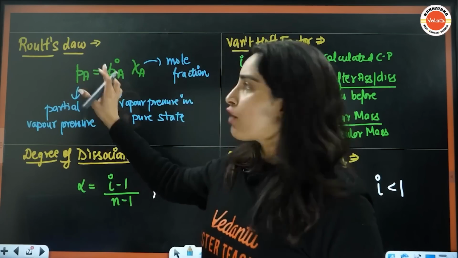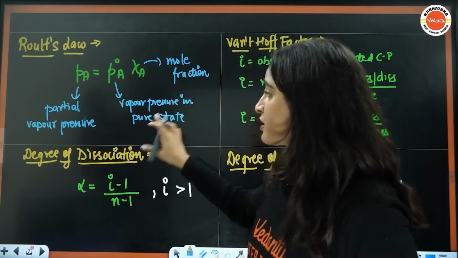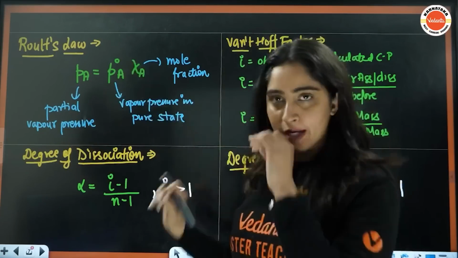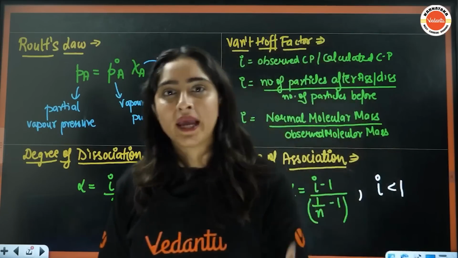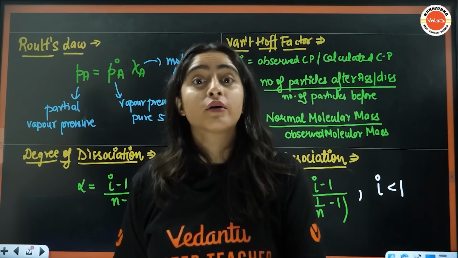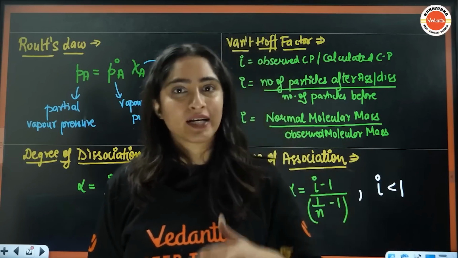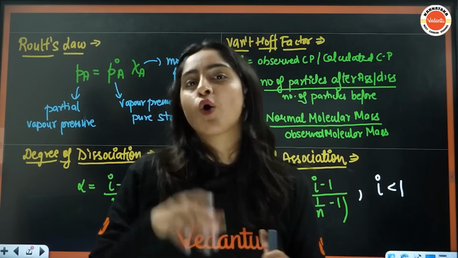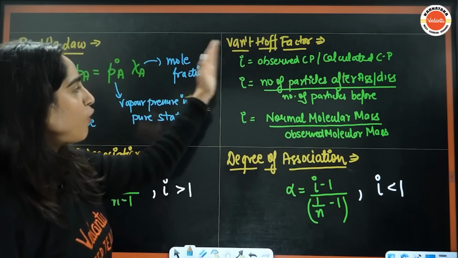Next we have Raoult's law. This is the partial vapor pressure, this is the vapor pressure in the pure state, denoted by naught, and this is the mole fraction. If something obeys Raoult's law, it is called an ideal solution. If it does not obey Raoult's law, it is called a non-ideal solution. We have positive and negative deviations, and you need to remember all the examples of positive and negative deviation as well.